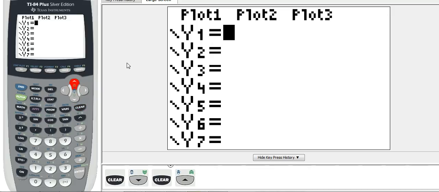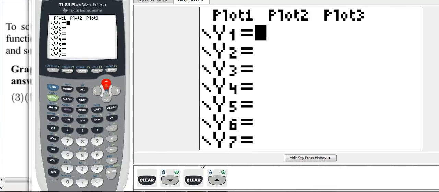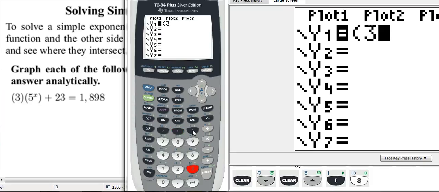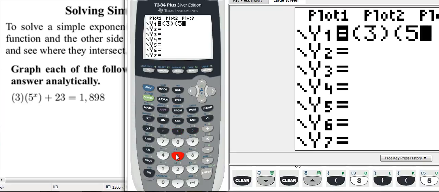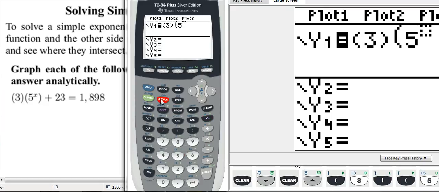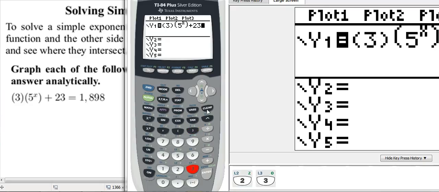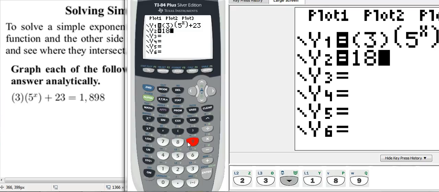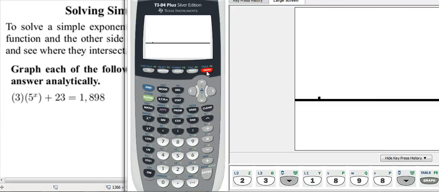Okay, so in y sub 1, we're going to enter, just as it's given to us, 3 times the quantity of 5 to the x power plus 23. And then we'll go down to y sub 2 and enter 1898. And then we're going to graph that.